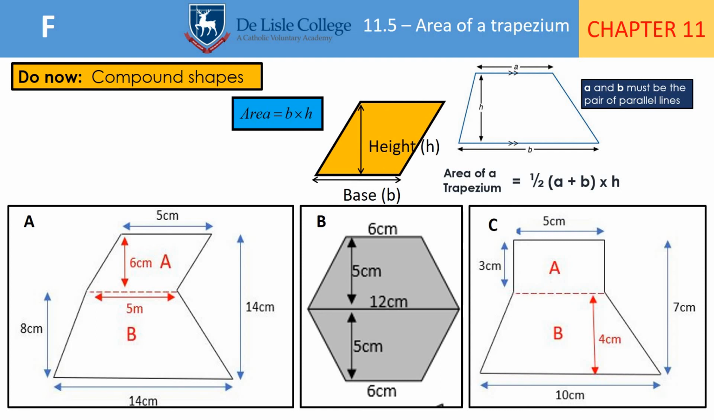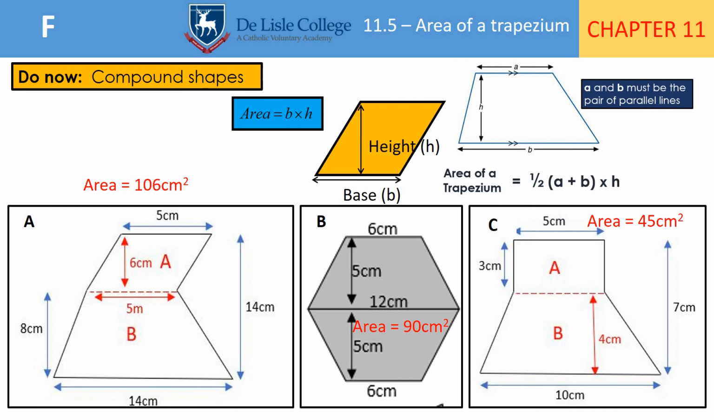Okay, so let's see how I got on with them. I think the answer to the first one is 106 centimetres squared. I think the second one is 90 centimetres squared, and I think the third one is 45 centimetres squared. Okay, so check those, and again, don't be afraid to email your class teacher if you disagreed.